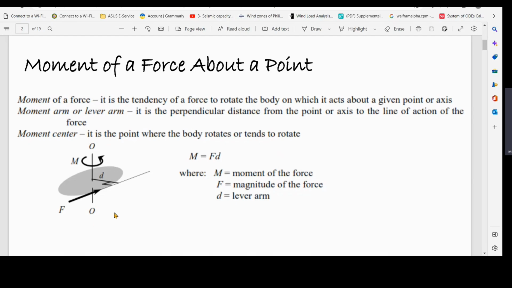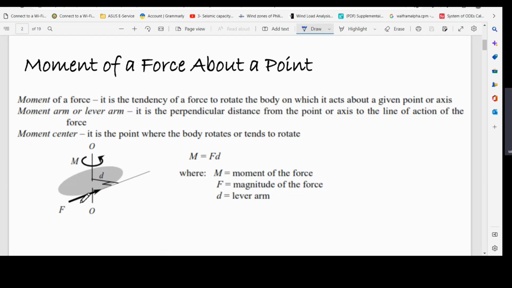So we have here an illustration. Let's say this is the particle. If we apply a force F here, it will tend to rotate the particle or the body. This is where we get what we call the moment of a force. There is now a rotation if we apply a certain force on our particle. The distance D here is what we call the moment arm or the lever arm. This distance D is perpendicular from the point or axis to the line of action of the force.